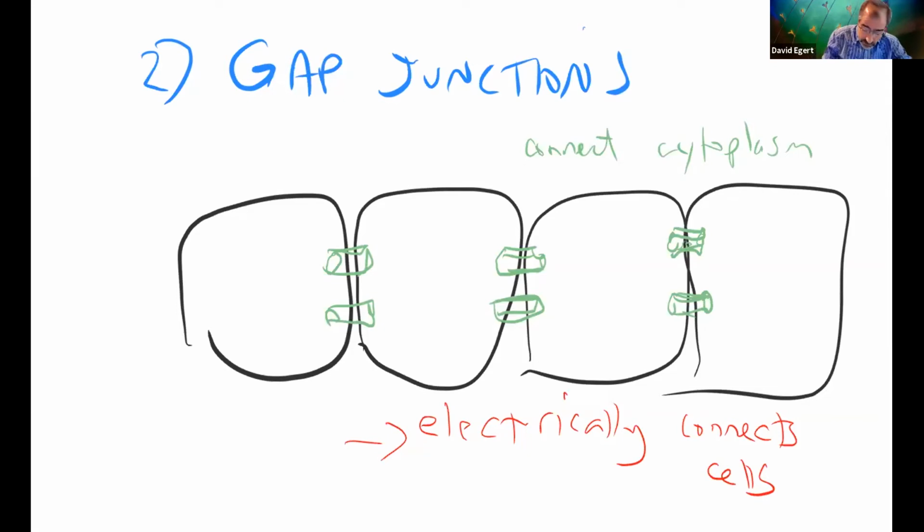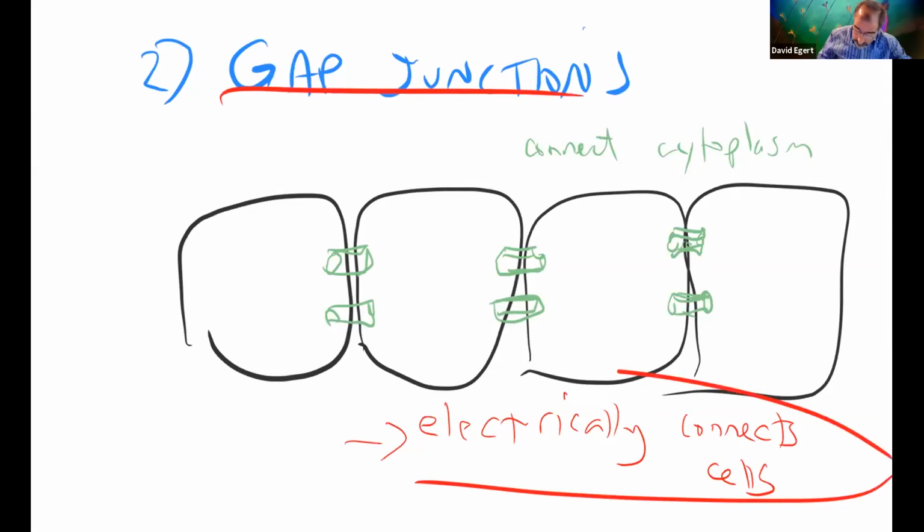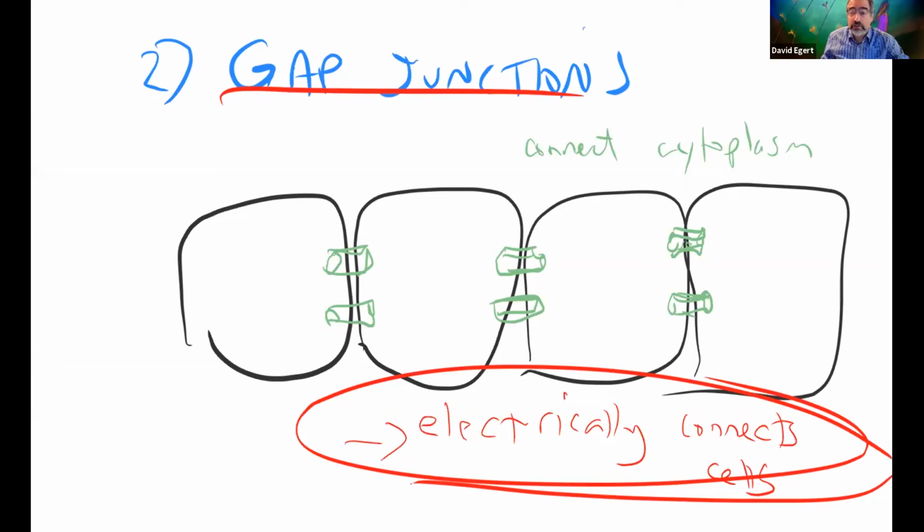So gap junctions make sure they electrically connect cells, and that's because ions can flow back and forth, as well as other things, obviously.